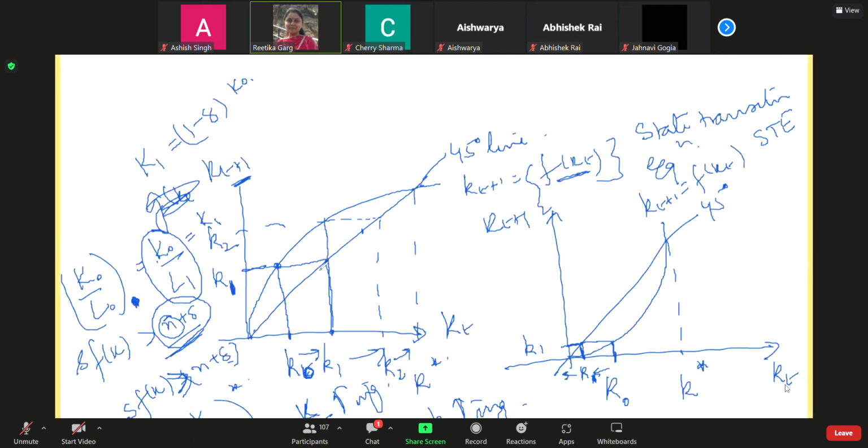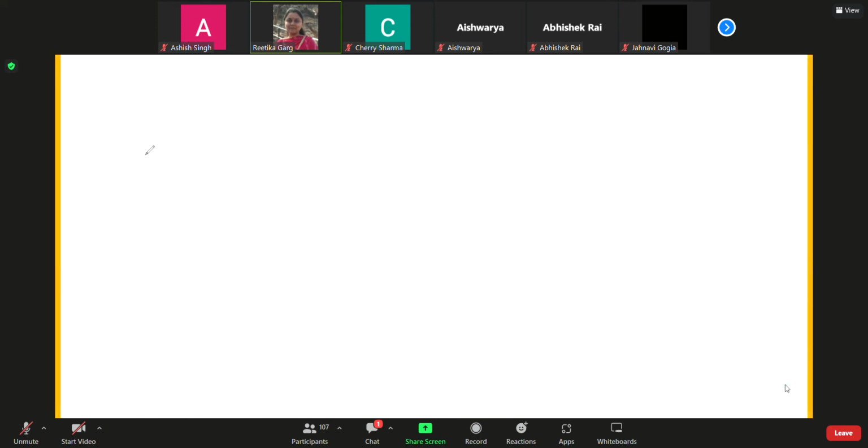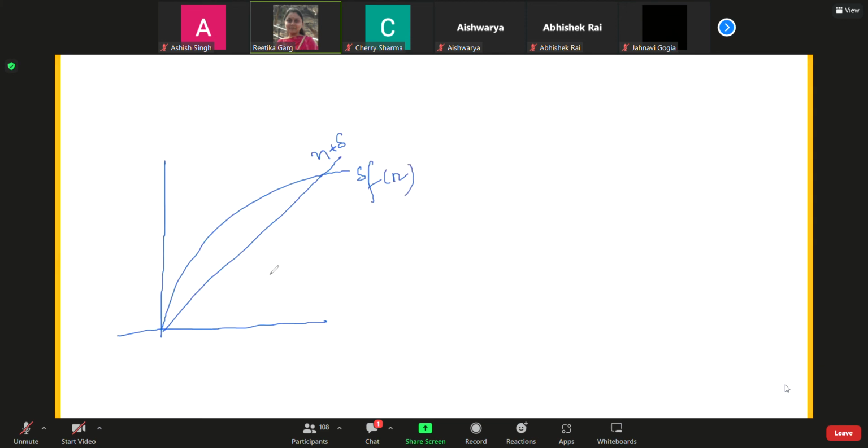So in this range, let me draw another diagram. Now this is in terms of SFK, and here you have N plus delta. In this range, you have SFK greater than N plus delta. This line is denoting N plus delta, and this curve is the SFK curve. So that's why you will have accumulation, and K will be increasing.